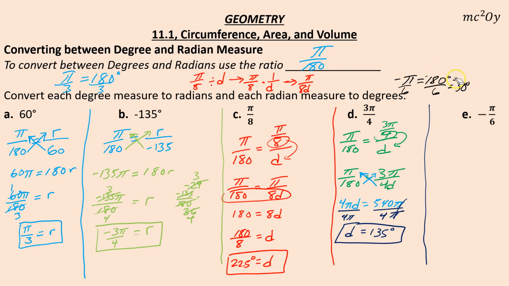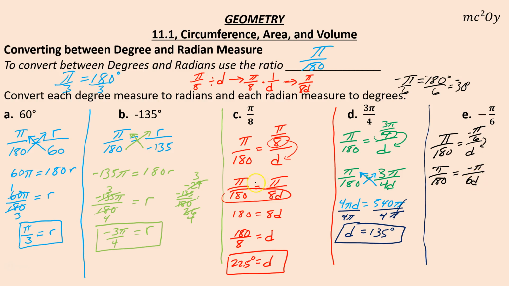Okay, now if you're like, whoa, that kind of was messed up there. I don't know what he did. Well, just set up your ratio then. It's okay to do it that way. I'm just trying to get you to think another way as well. So that's r over d. And we replace r with negative pi over 6. And then remember, we can move that 6 down, right? So it's pi over 180 is equal to negative pi over 6d.